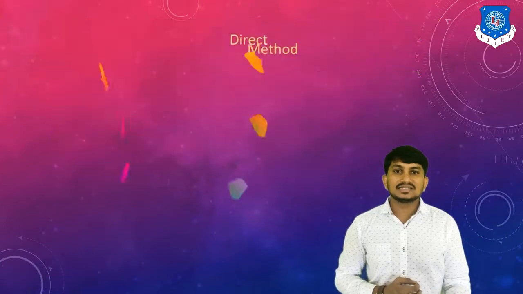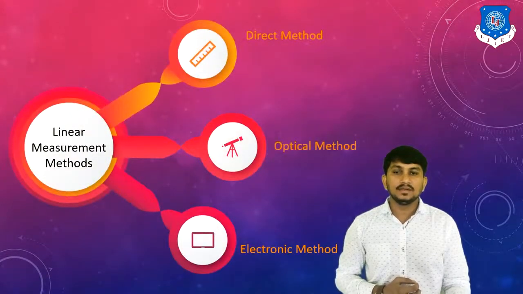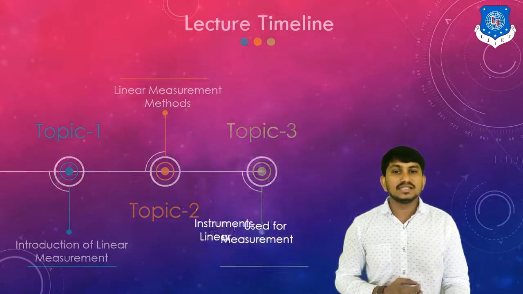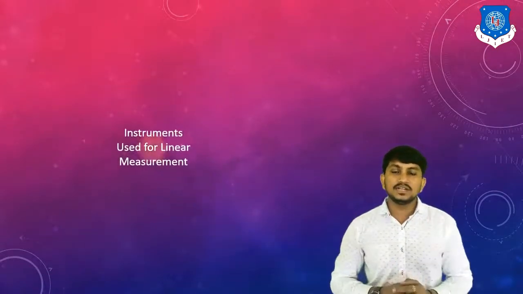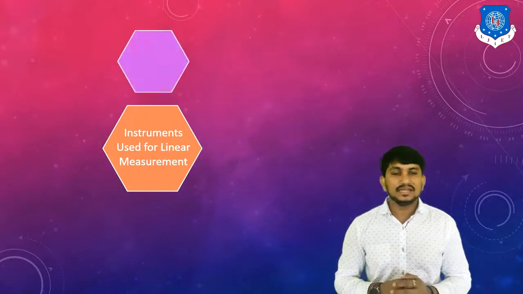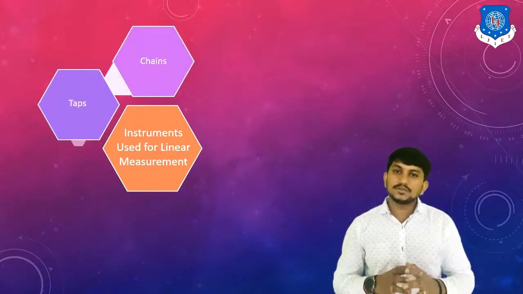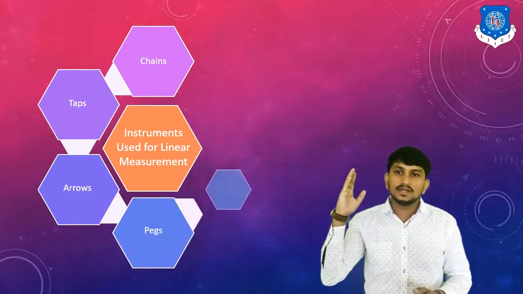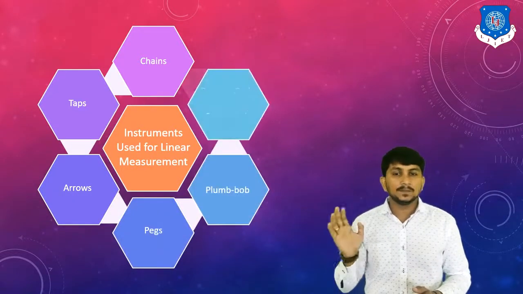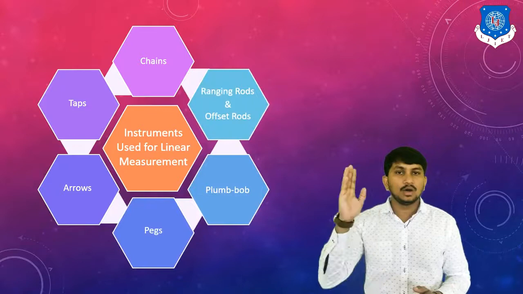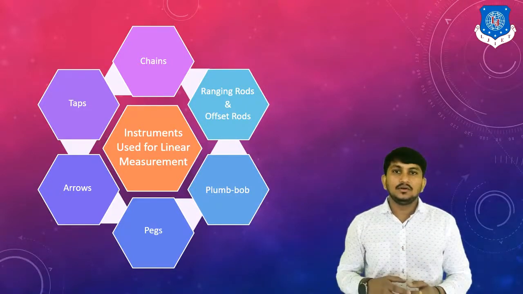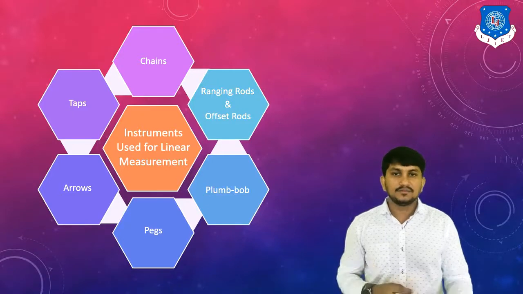Now, let's move to the third topic of today's lecture, which is various instruments used for linear measurement. Mainly, there are 6 types of instruments which are used in linear measurement. First is chain, tape, third is arrow, peg, plumb bob, and ranging rod and offset rod. We will discuss one by one in detail. First, we will discuss chain.